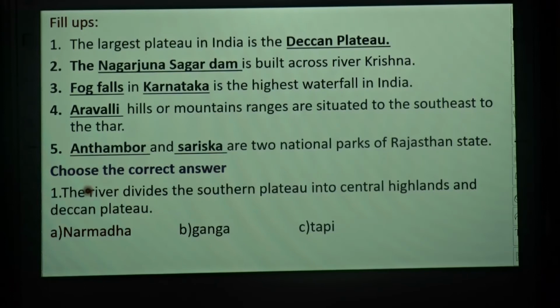The next one is choose the correct answer. First one: the river divides the southern plateau into the Central Highlands and the Deccan Plateau. Which river divides the plateau into two? The name of the river is Narmada. Yes, the river Narmada divides the plateau into two as the Central Highlands and the Deccan Plateau.